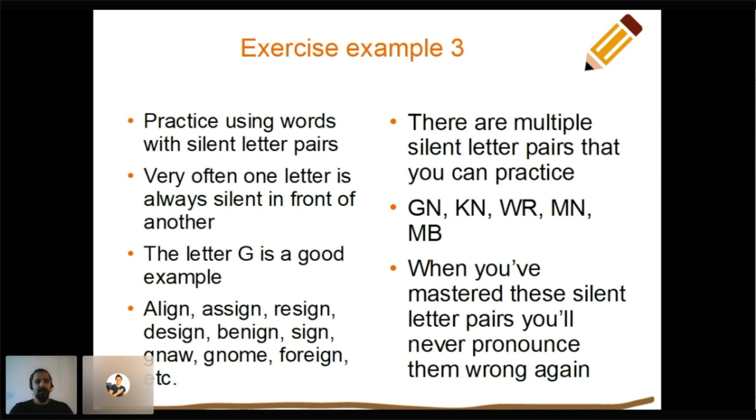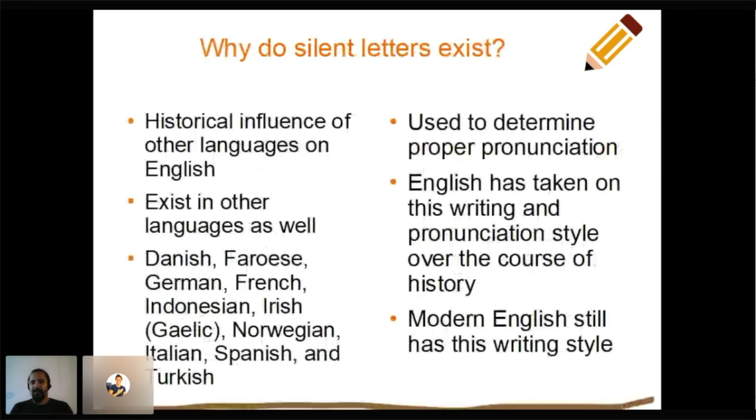And to complete the session, I would just like to talk about a question that I get very often. So, why do silent letters exist? Because they seem to have very little function, because you don't pronounce them, they're only written. Well, this is due to the historical influence of other languages on English, because as I said before, English didn't evolve or exist secluded from the rest of the world.